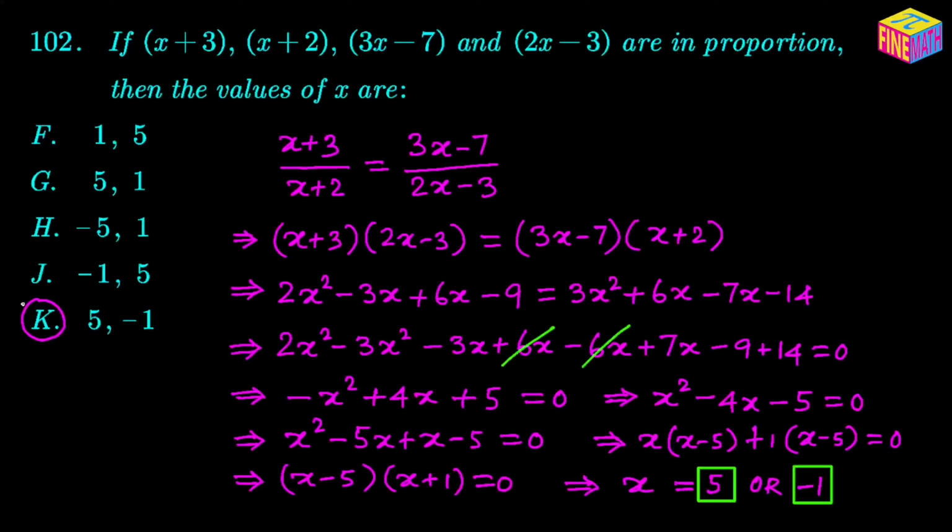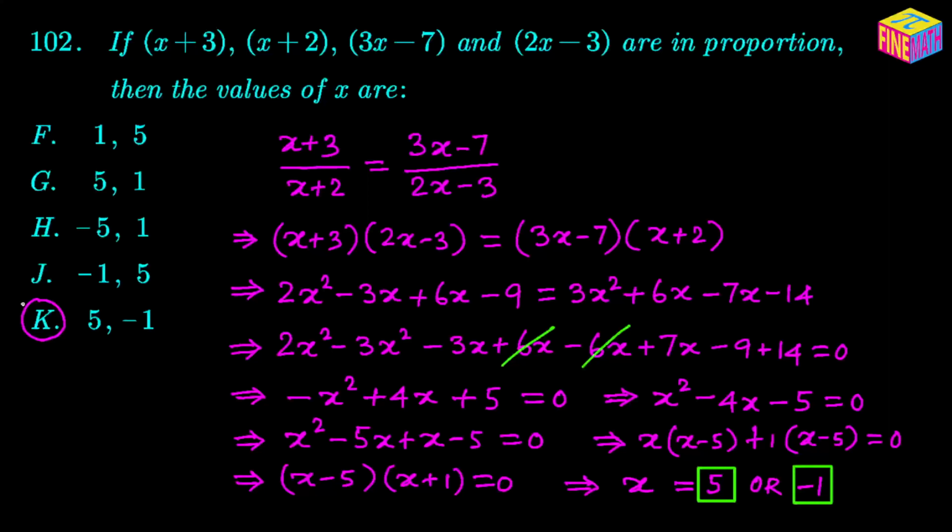Also, you should remember to check the values of x in the denominator to make sure that the denominator does not become 0. So here in the first denominator we have x plus 2. Now whether we use a positive 5 or a negative 1 for the value of x, the denominator is still not equal to 0. And similarly on the second denominator we have 2 times x minus 3, and there again for the value of x, if you use positive 5 or negative 1, it will not be equal to 0.